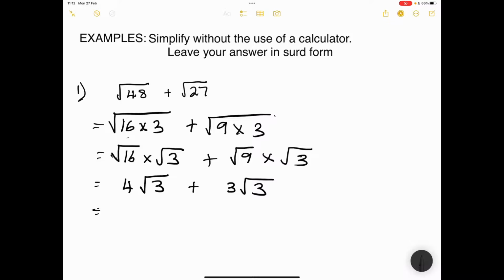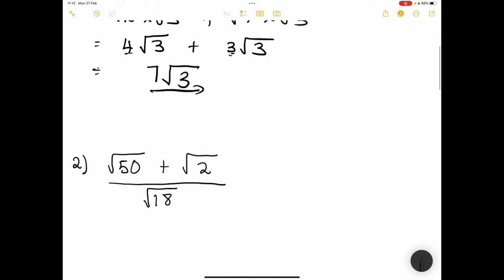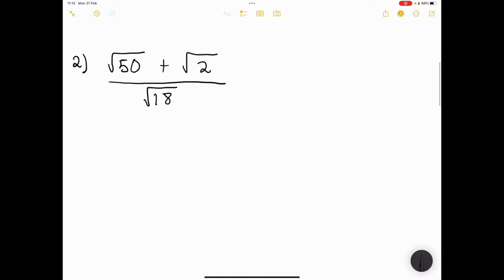And so what does that give us? We know that we can add them if we've got the same root. So that will give us 4 plus 3, which gives us 7 root 3. And that will be our final answer, right? Okay, so let's go on to the next one. We've got root of 50. So what can we break that down to?